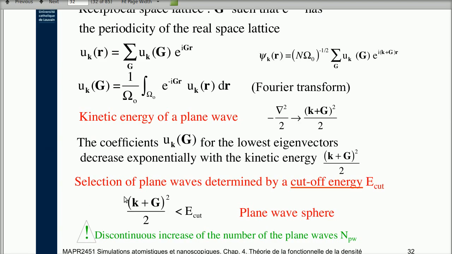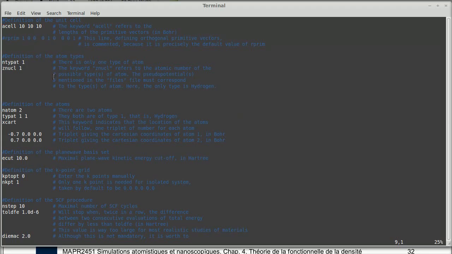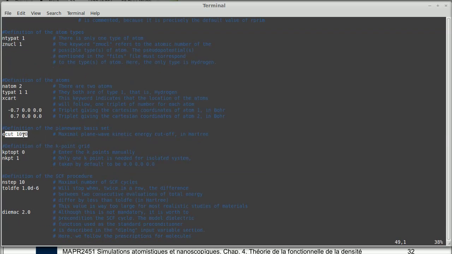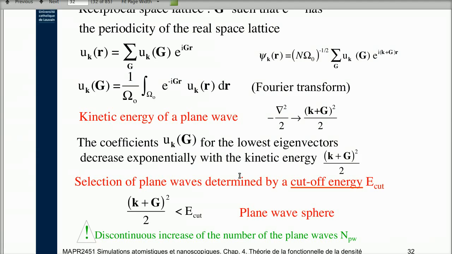And in ABINIT, the cutoff energy, the variable ecut, is defined as the maximum, so the biggest G you can take, such that this inequality is verified. Namely, |k+G| squared divided by 2 must be smaller than the variable ecut. And this is how you define your ecut. So if we look at the ABINIT input variables in the tutorial, you can see that your ecut here is equal to 10, which means 10 Hartree. And this means that it will take all the G's such that |k+G| squared divided by 2 is smaller than 10 Hartree.